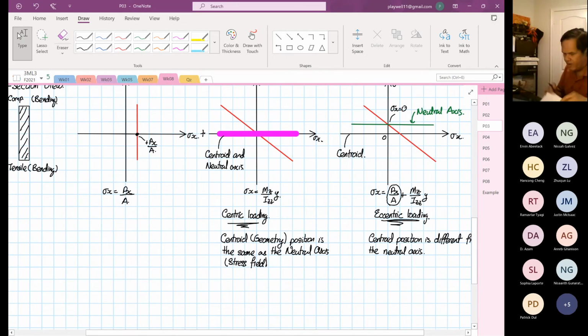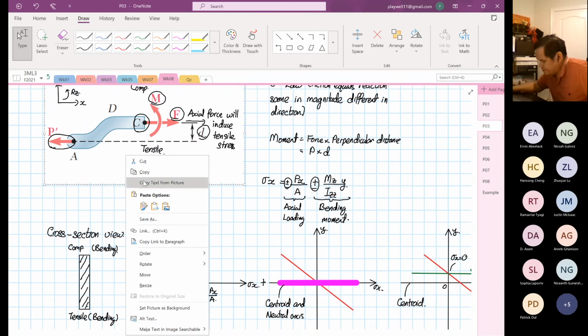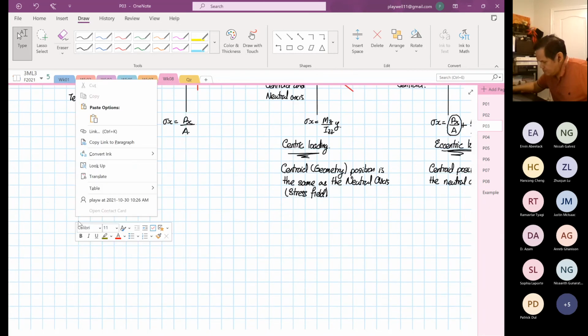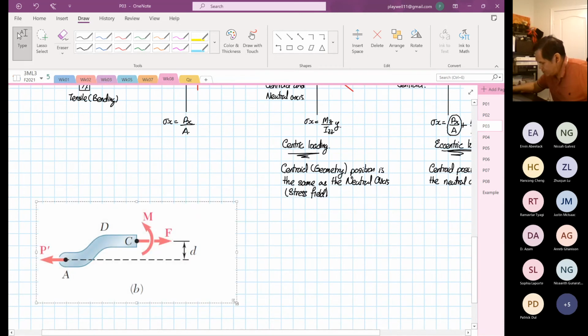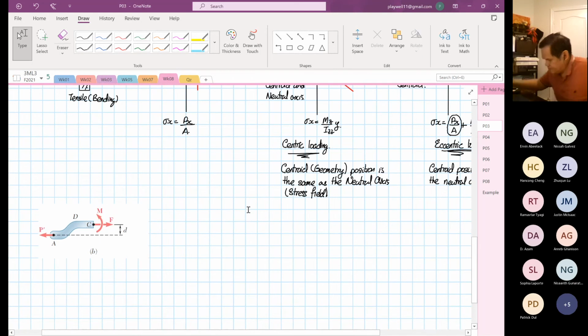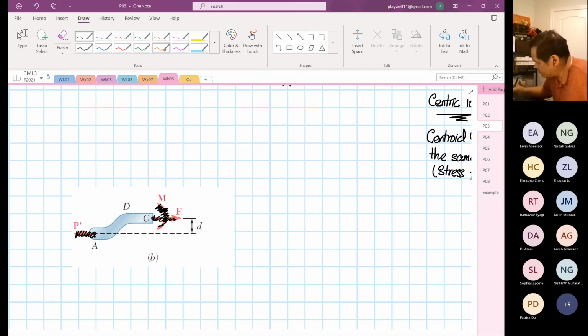Give me 5 more minutes, then we go for a break, then we do the example. I need to elaborate this point. What if now we change this? I'm going to cancel this, and cancel this. What if now our stresses or our applied force are doing this?